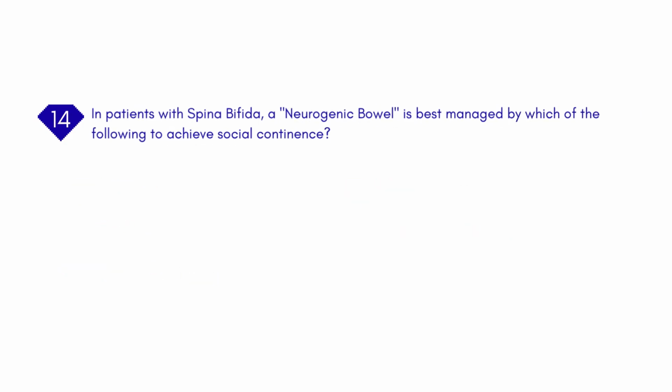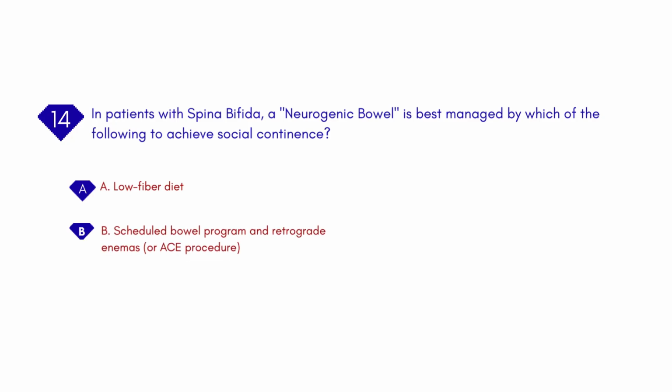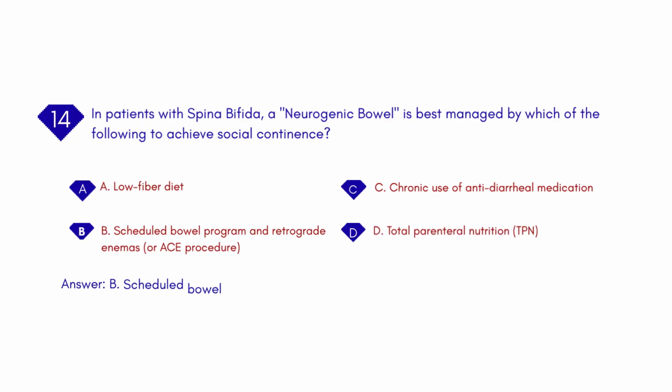In patients with spina bifida, a neurogenic bowel is best managed by which of the following to achieve social continence? A. Low-fiber diet. B. Scheduled bowel program and retrograde enemas, or ACE procedure. C. Chronic use of antidiarrheal medication. D. Total parenteral nutrition, TPN. Answer: B. Scheduled bowel program and retrograde enemas, or ACE procedure.